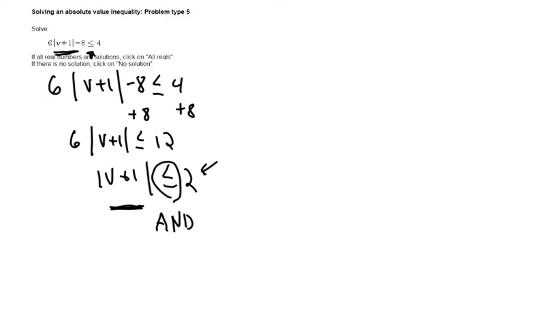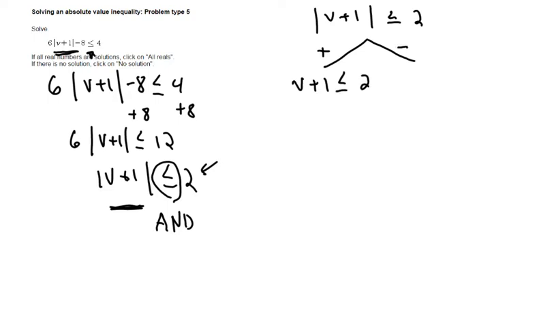Now, let's go ahead and set up this inequality. So we have the absolute value of v plus 1 is less than or equal to 2. So we have two solutions. We have the solution where this expression is positive: v plus 1 is less than or equal to 2. And then we have the solution where this is negative. I like to include this extra step, most textbooks don't, of showing you what happens when this is negative. So the opposite of v plus 1 is less than or equal to 2.